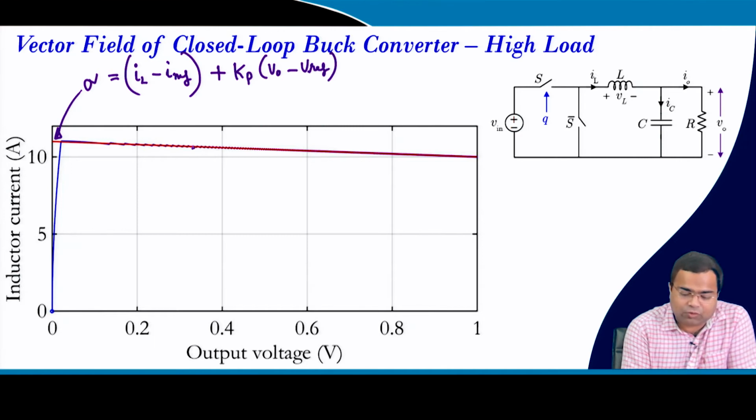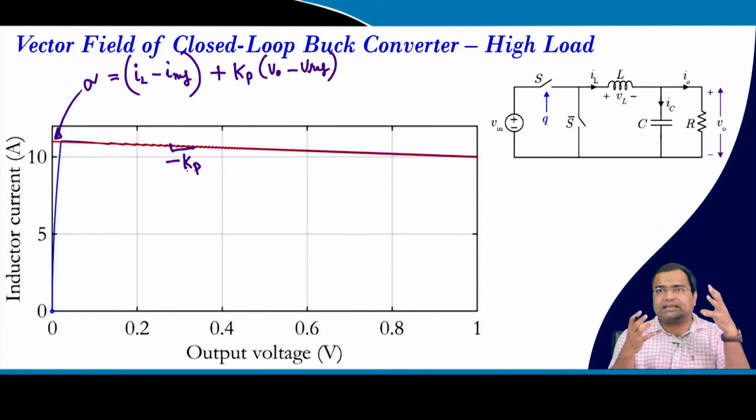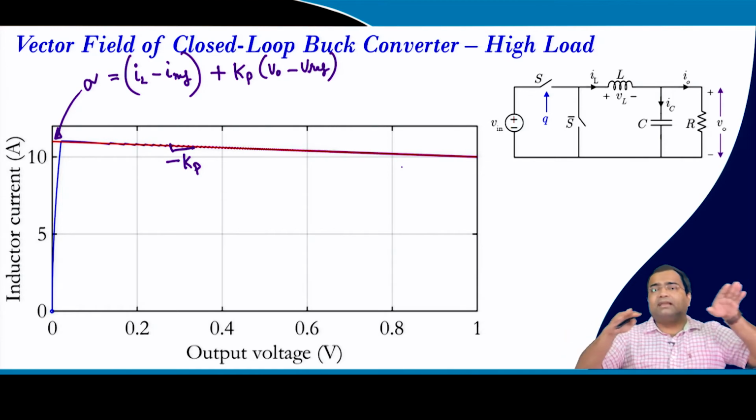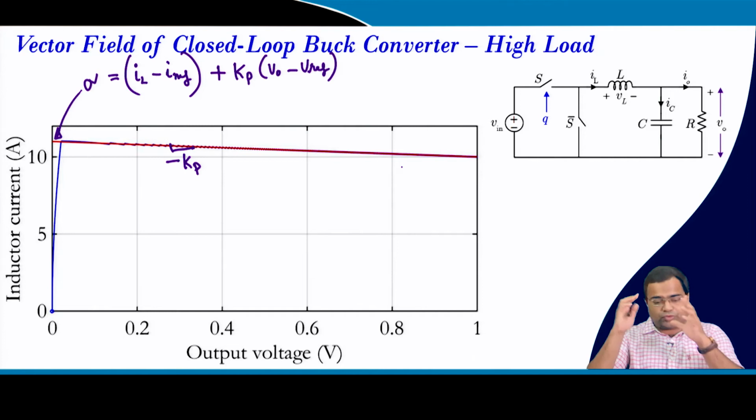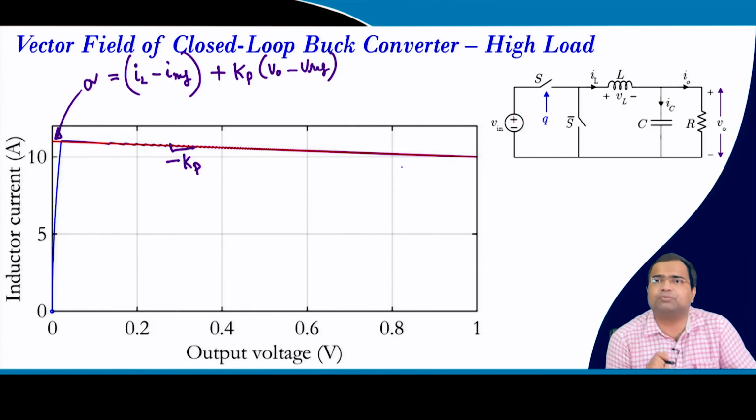And what is the slope of this line? It turns out to be minus Kp. That means if you increase the proportional gain, the slope will also increase. And we want to get this line in such a way that it meets our desired requirement. So, here we have chosen some value of Kp and it turns out to be like this.